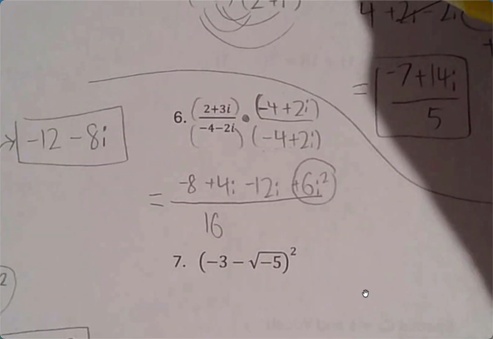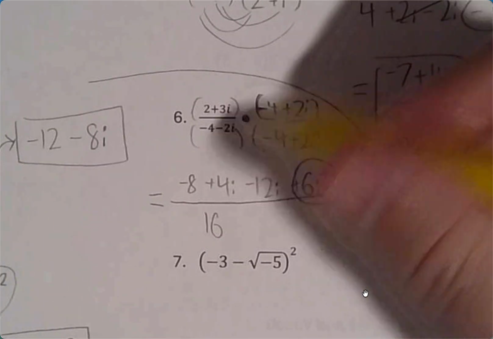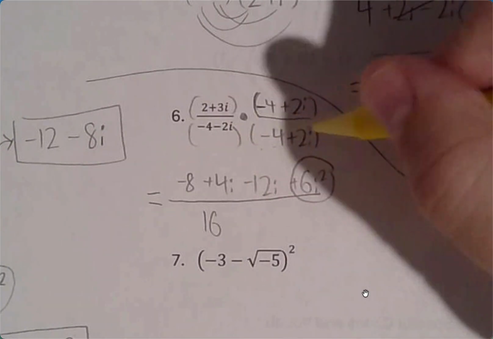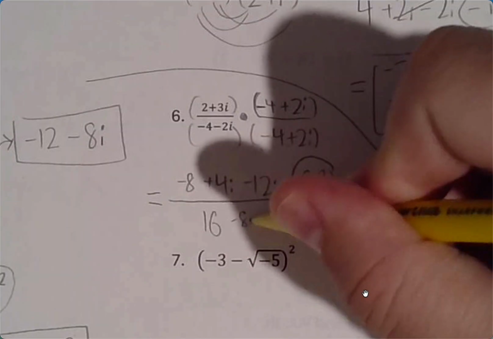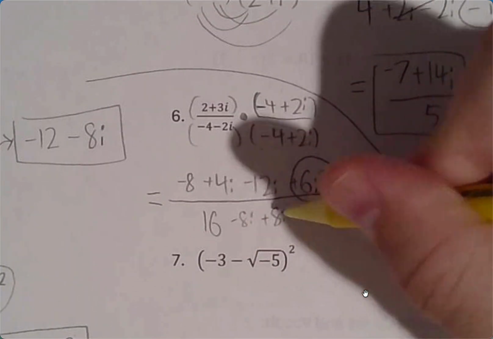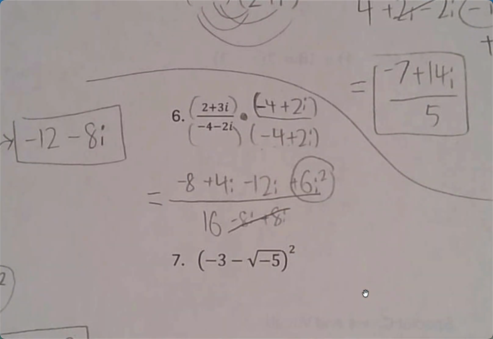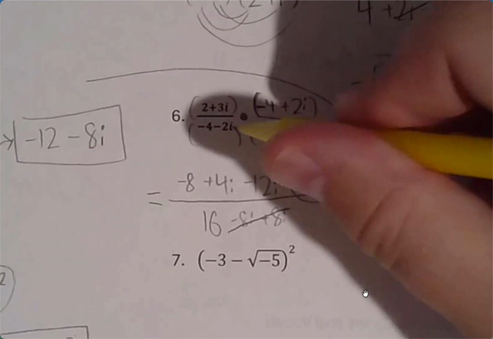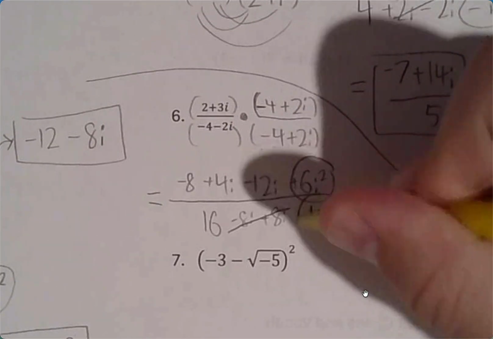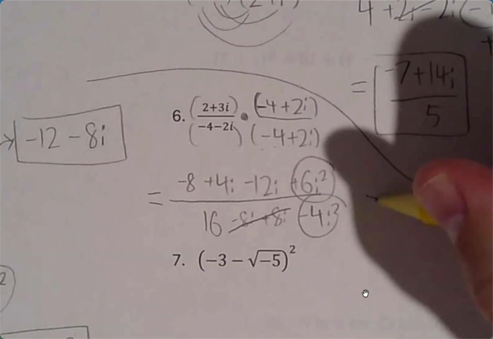Now here's a vocab lesson. If these are conjugate pairs, do the outer and inner matter? The answer is no, and that really is a vocab question, but let's see what I mean. Negative 4i times 2i makes negative 8i. Negative 2i times negative 4i makes positive 8i. These cancel. That's what I meant. The outer and inner won't matter when you have conjugate pairs. And then negative 2i and positive 2i is negative 4i squared. Circle it because i squared is special.